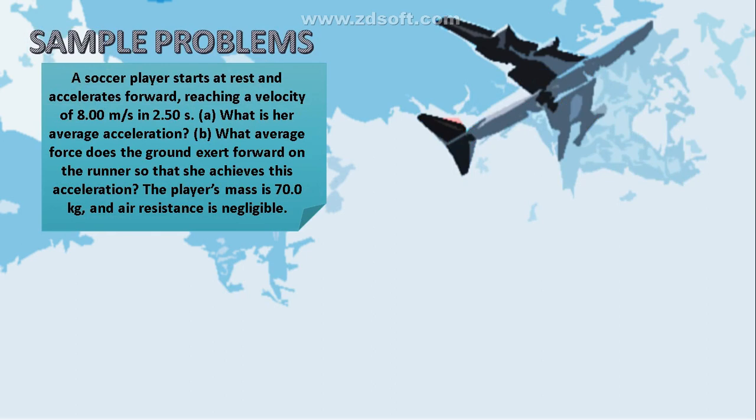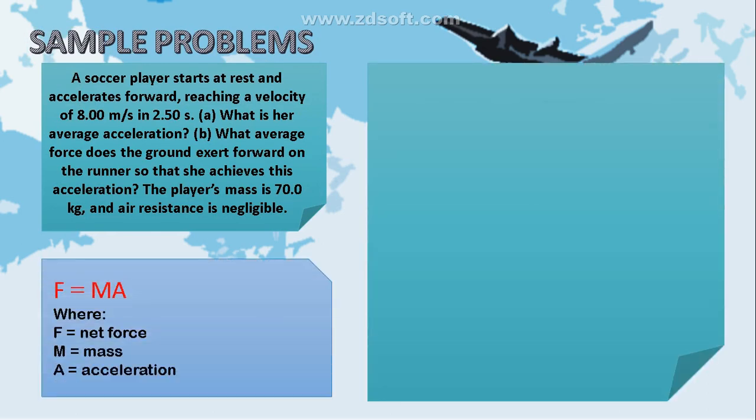Okay, let's try a more complex sample problem. A soccer player starts at rest and accelerates forward, reaching a velocity of 8 meters per second in 2.5 seconds. Okay, we have a first question here. What is her average acceleration? So, it means we first need to get the acceleration using the given.